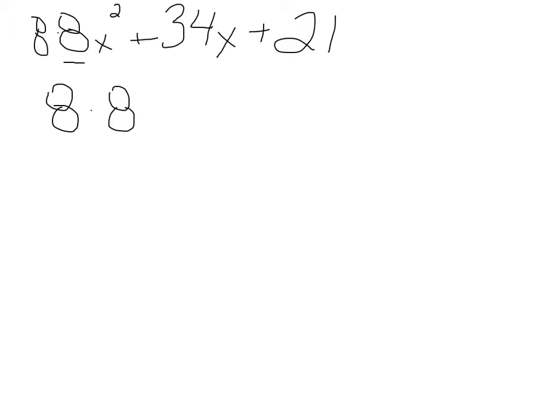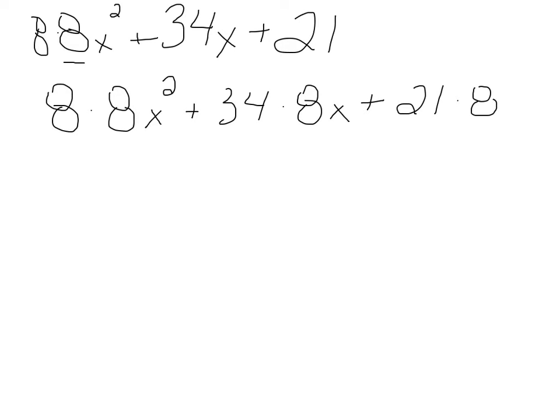So we'll have 8 times 8x squared plus 34 times 8x plus 21 times 8. Remember that we can write 8 times 8 as 8 squared, and we've got x squared, so our first term could be written as 8x squared.